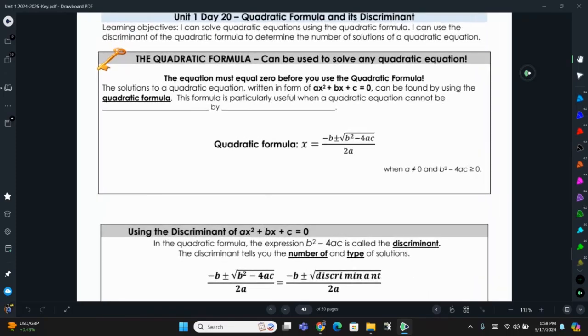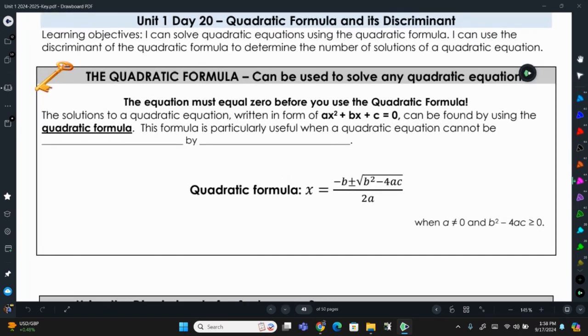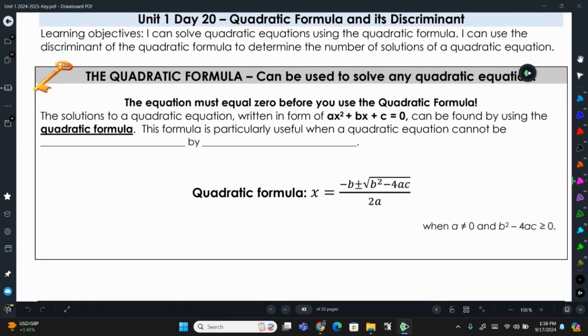Alright, so day 20 is about the quadratic formula and its discriminant. You may have heard or used the quadratic formula before, so hopefully this will be just a review for those, for others, this may be brand new. So the quadratic formula can be used to solve any quadratic equation. We solved quadratics by factoring, we solved quadratics by taking the square root of both sides, we solved quadratics by completing the square. This is the fourth one, and this will work with any quadratic.